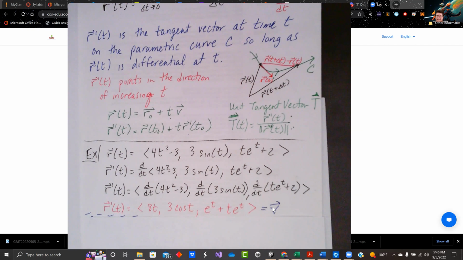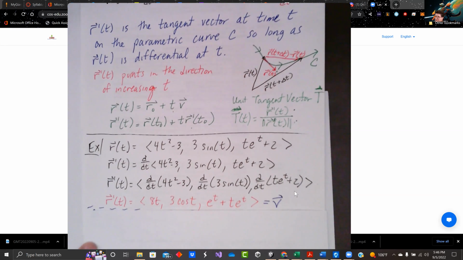When we take the derivative, 4t squared minus 3 gives 8t. The derivative of 3 sine of t is 3 cosine t. And don't forget to apply the product rule here. First, I took the derivative of t, leaving e to the t alone. And then I took the derivative of e to the t, leaving t alone. Got that. And then the derivative of 2 is a constant, 0. So this is like our v vector.